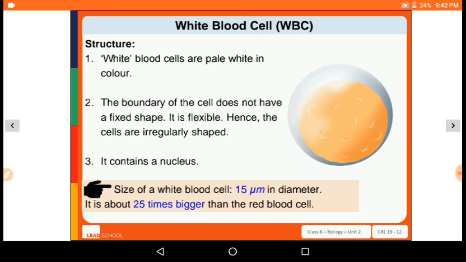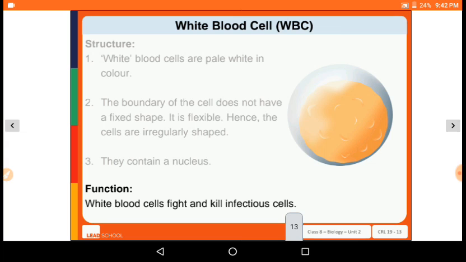It consists of a nucleus, inside it there is a nucleus, and its size is 15 micrometers in diameter. It is about 25 times bigger than the red blood cell. That means a white blood cell is the size of 25 red blood cells. Then what is its function? White blood cells fight and kill the infectious cells.